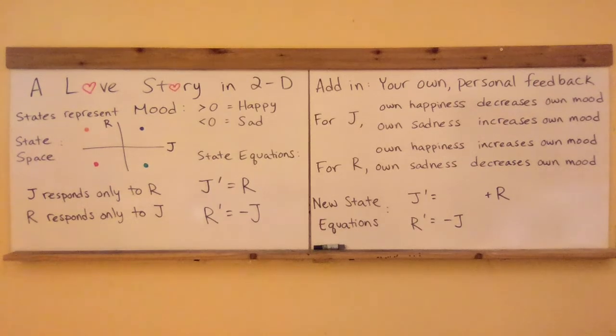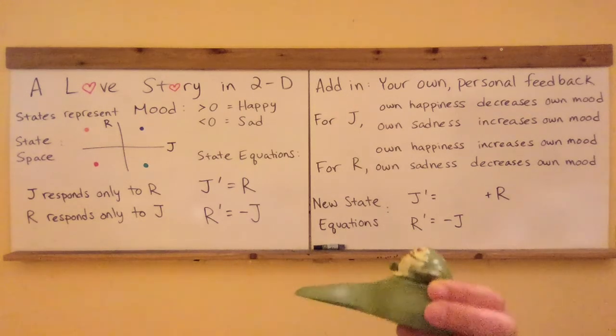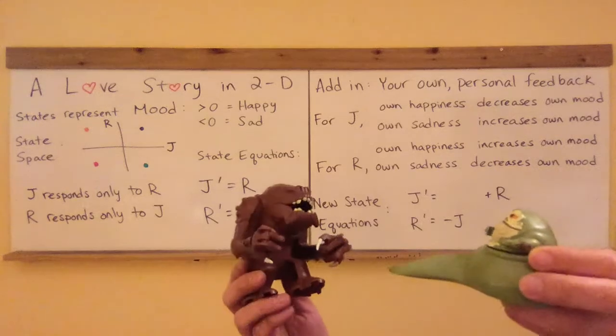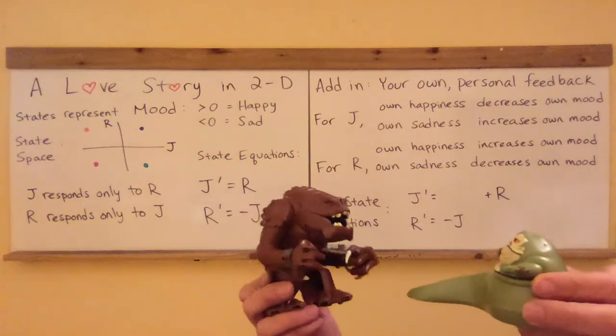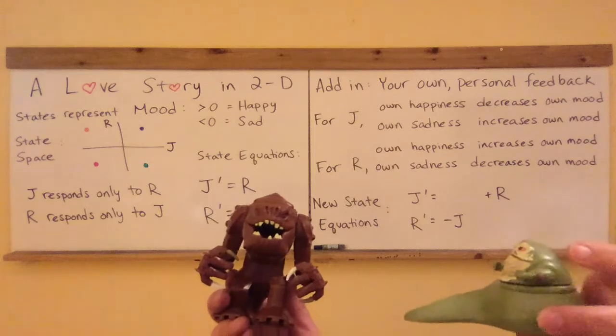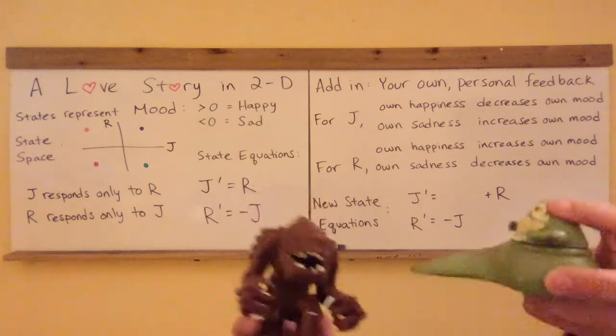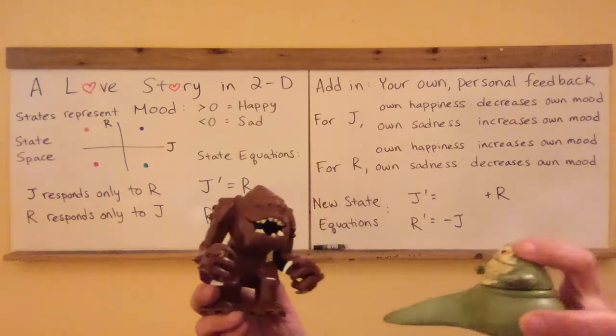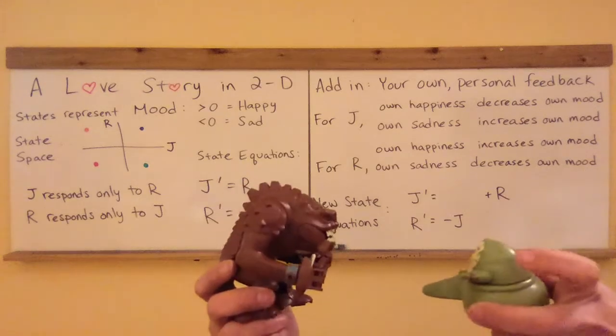A love story. This example was originally developed by Steven Strogatz, who I love, and extended thanks to my son's Legos. This is a love story between Lego Jabba the Hutt and his best friend, Lego Rancor. Lego Jabba and Lego Rancor live together, and they're both a bit moody. Their moods change all the time, changing in time, and their moods depend on each other's moods.